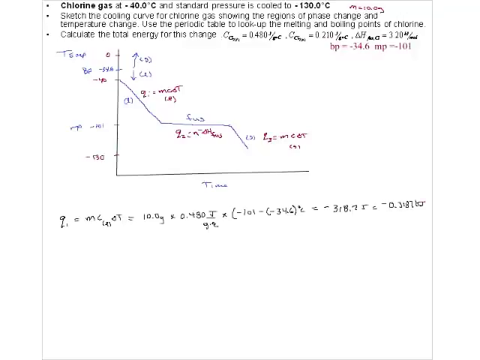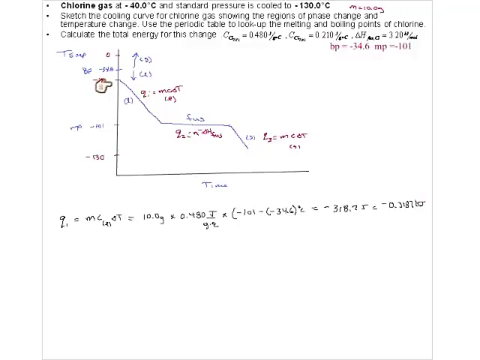So the first calculation, Q equals mc delta T for the liquid, 10 grams. This is the specific heat capacity of liquid chlorine that's given to you. All right? It's not like water because it's a different species. It's a different substance. It has a different value. And the cooling is going from minus 101 to 34.6.